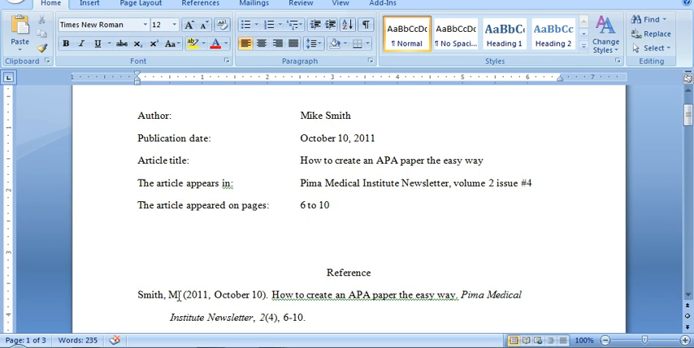Something else that we invert is the publication date. So in parentheses, next we put the publication date. We always start that with the year, followed by the month, followed by the day of the month, if there is one.